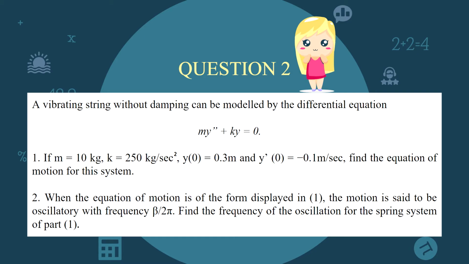Next, I will continue to explain the second question, which is: when the equation of motion is of the form displayed in question 1, the motion is said to be oscillatory with frequency beta over 2π. Find the frequency of the oscillation for the spring system of part 1.